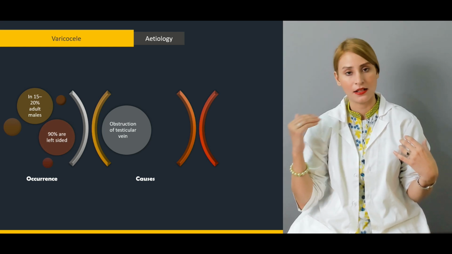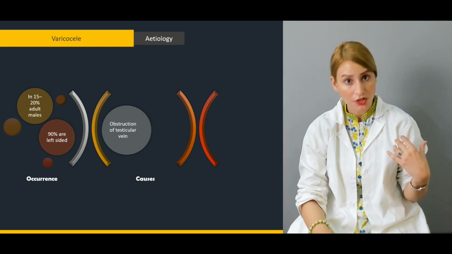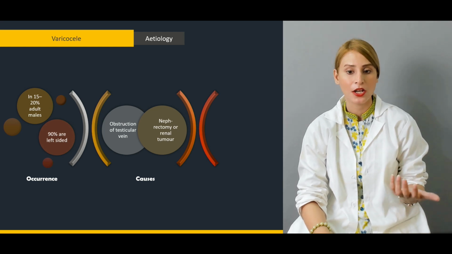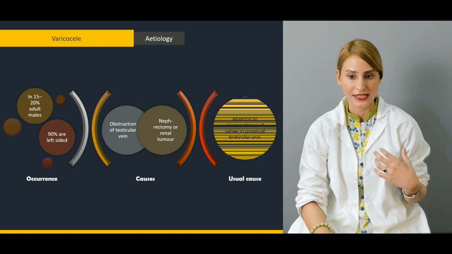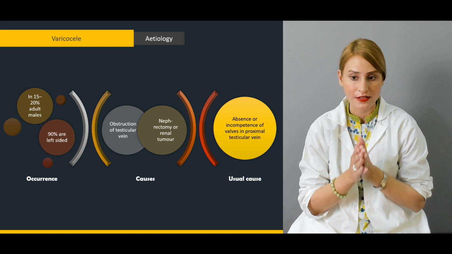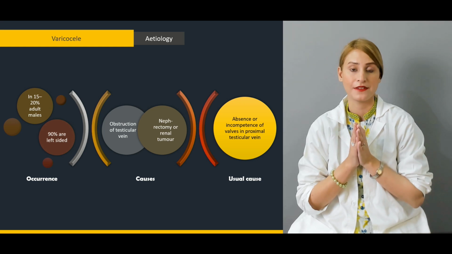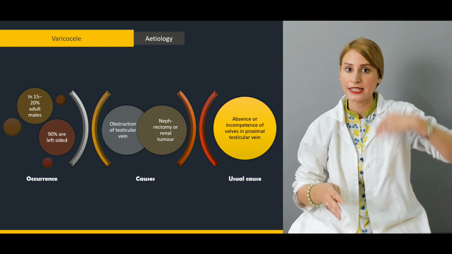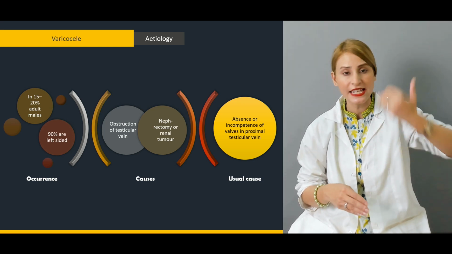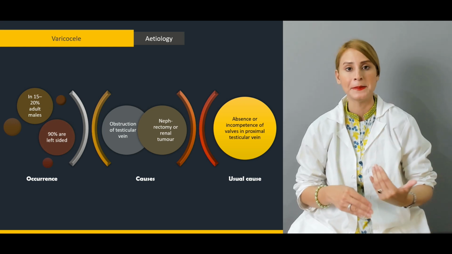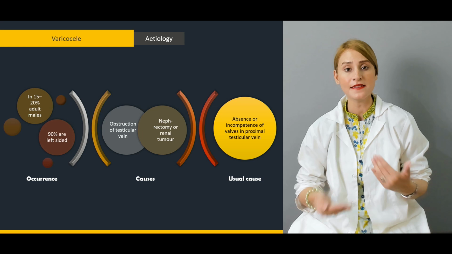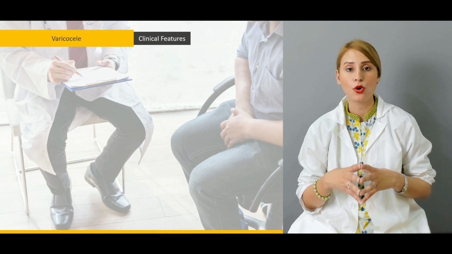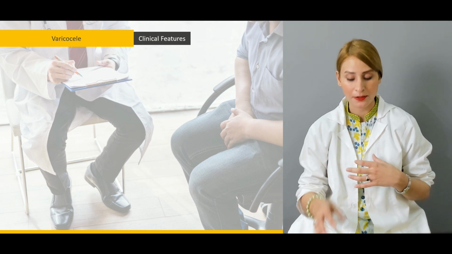And in the adults, you'll think about the obstruction of the testicular vein, like a tumor or nephrectomy, which is compressing that. And our most common usual cause is absence or incompetence of the valves in the proximal testicular vein. So think about these things: in the young patients, like teenagers, you'll think about absent valves or incompetent valves. And in the adults, you'll think about testicular vein obstruction, which is being caused by a renal tumor or nephrectomy.